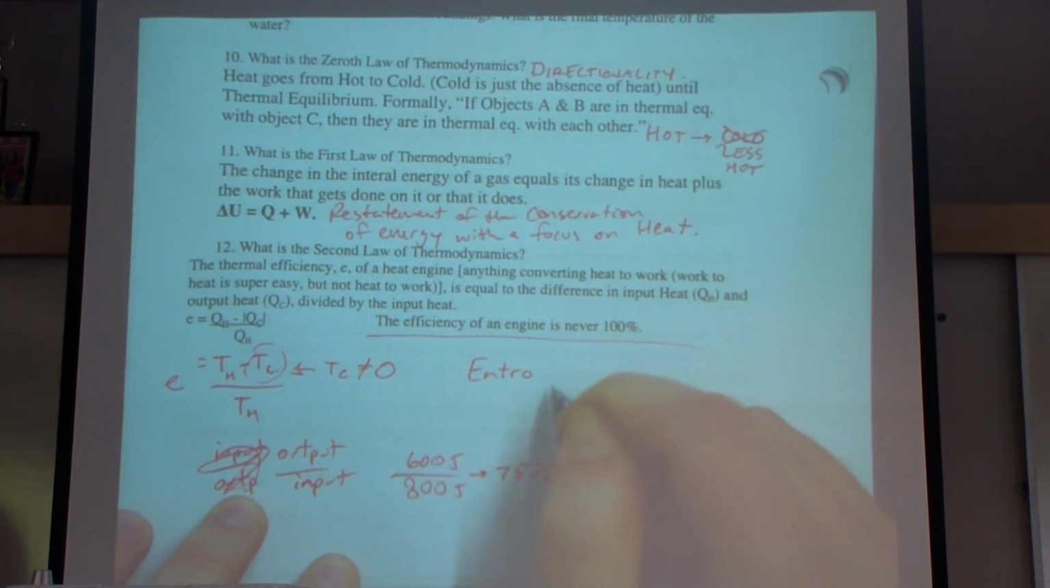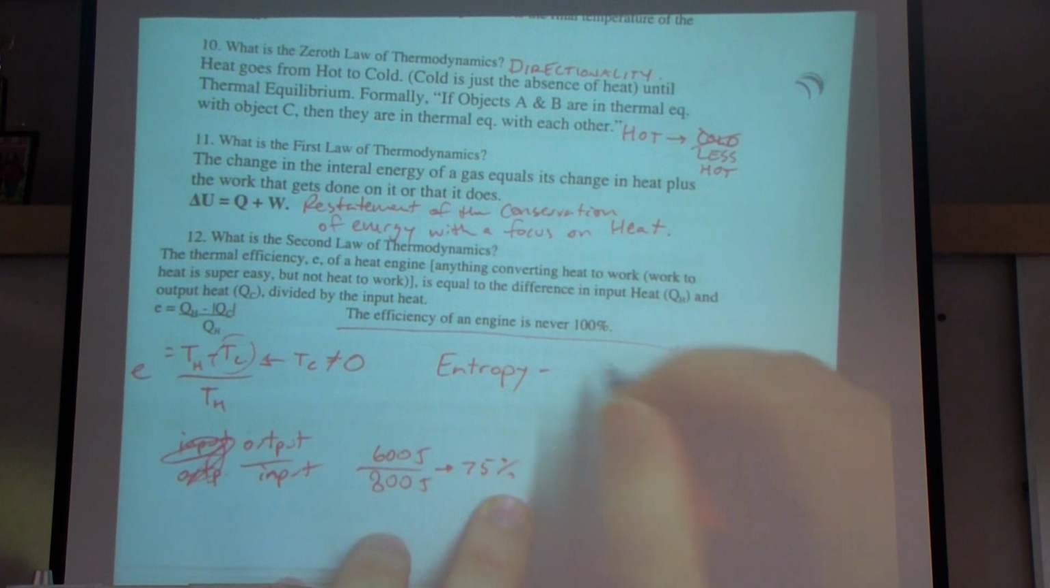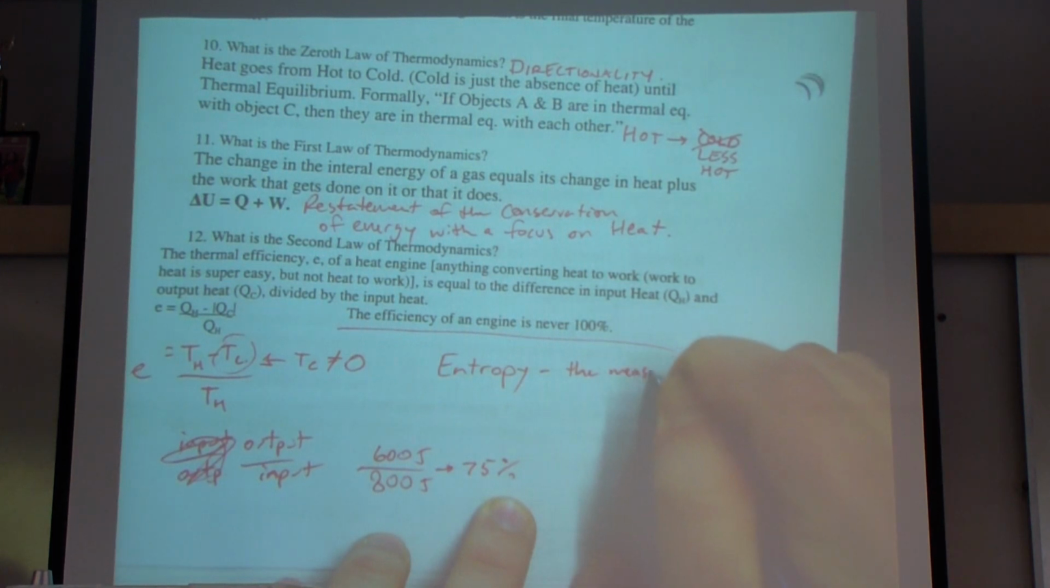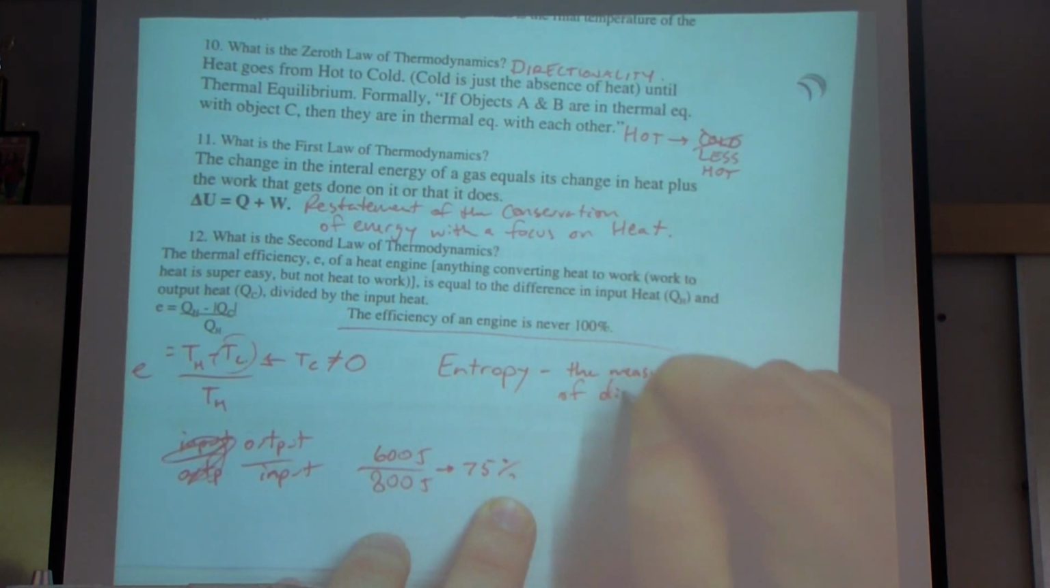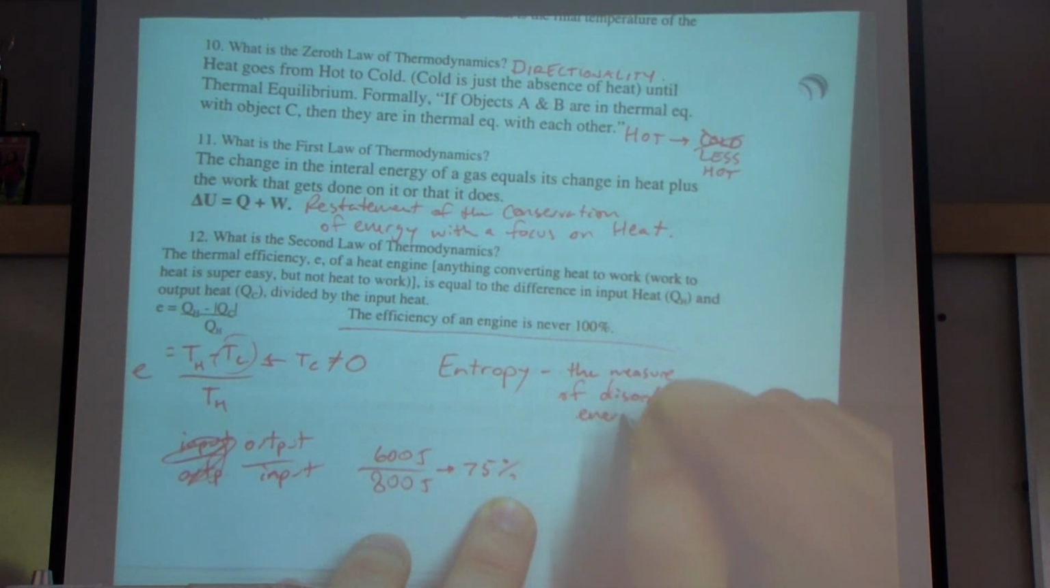Not only that, scientists at this time began talking about entropy. Entropy is a quantitative measure of, it's sort of like the measure of disordered energy.